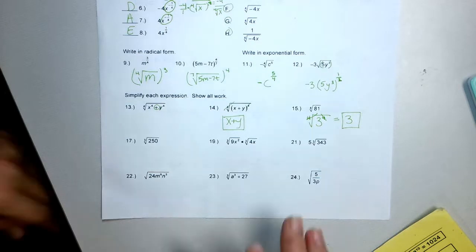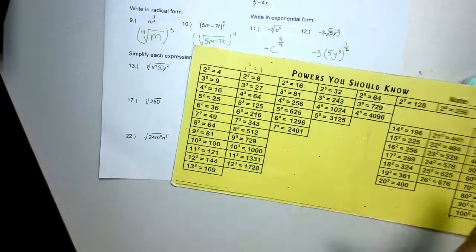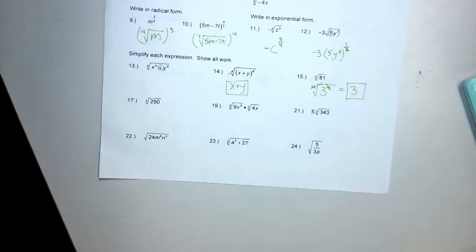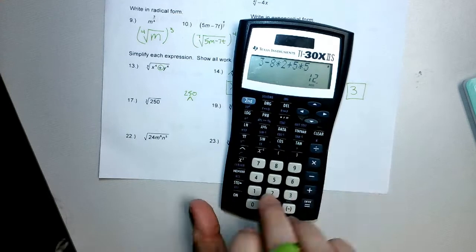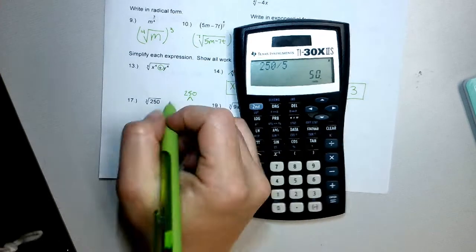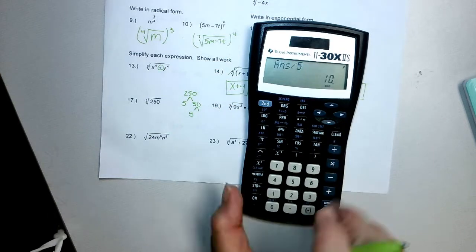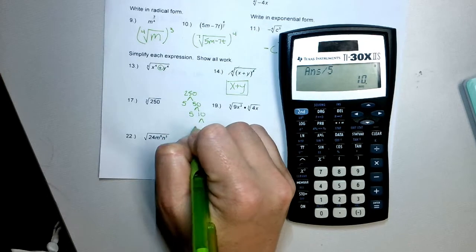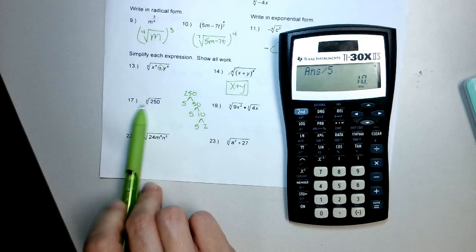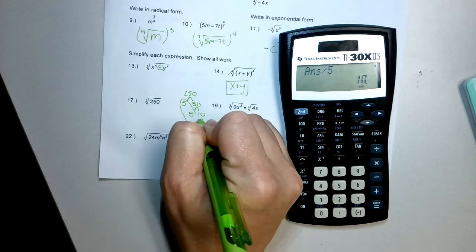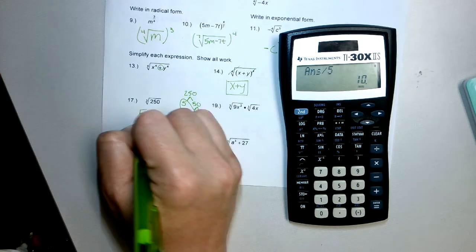Okay, look at number 17. So I have 250, and 250, is that a perfect cube? No, so what do we do? We do the tree thing. I know 5 goes into 250 50 times. I know 5 goes into 50 how many times? 10 times. I know 5 goes into 10 2 times. Now I have all prime, and this is a cube root, so how many do I need to match? 3. Well, I have 3 5s, so what comes out of the house? The 5. And then I have cube root of what left? 2.